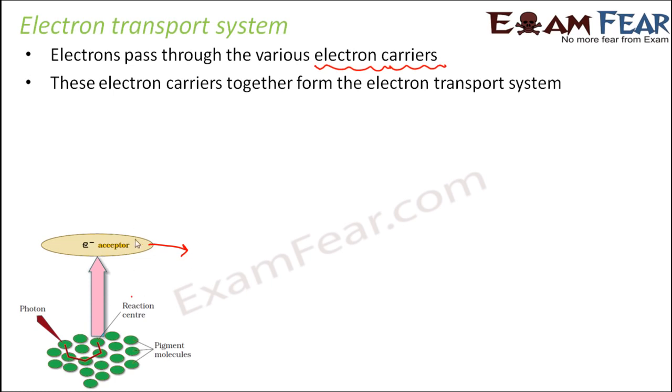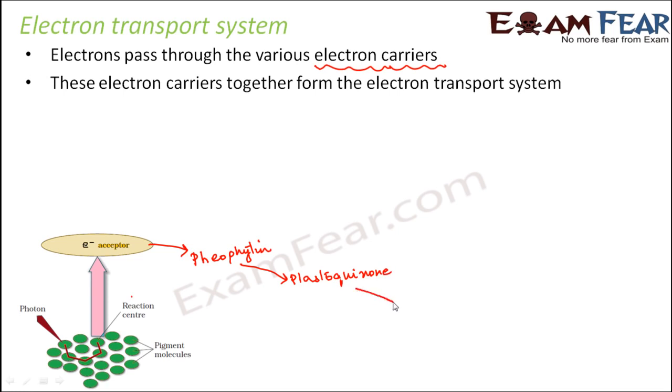Now once the electrons are picked up by the primary acceptor, from there it passes to a molecule called pheophytin. So pheophytin is the next molecule. Most of these molecules which act as electron carriers and form the electron transport chain are structurally protein structures. So from pheophytin it passes to another molecule called plastoquinone.